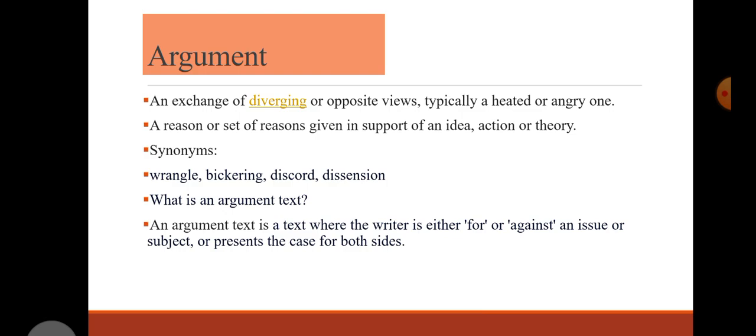Argument text is based on one idea. For example, you are talking about some idea and you are completely in favor of that idea, or you are introducing some idea and you are completely against that idea. And sometimes you are presenting one idea, but you are giving both its sides to the readers. You are writing some comments in favor of that idea and some comments against that idea, and afterwards you leave the conclusion for the readers to write down according to their own mentality, according to their own thoughts.